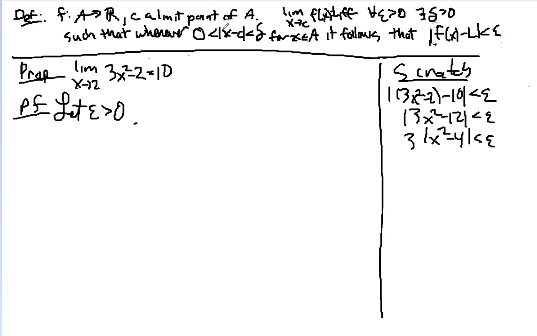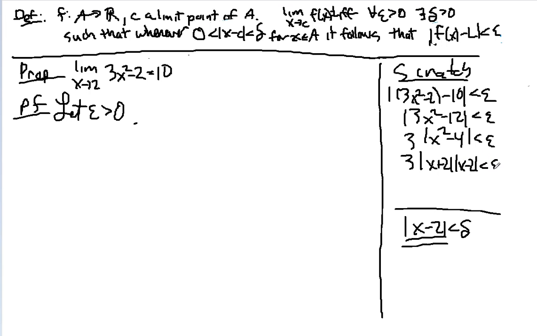And the key thing is, what do I know? I know that |x minus c|, which is |x minus 2|, is less than delta. So I want to get an x minus 2 in there because I get to control that with the delta. But this factors. That's |x plus 2| times |x minus 2| needs to be less than epsilon, and I know that I can make this less than epsilon. So this gives me that this is less than 3 times |x plus 2| times delta.